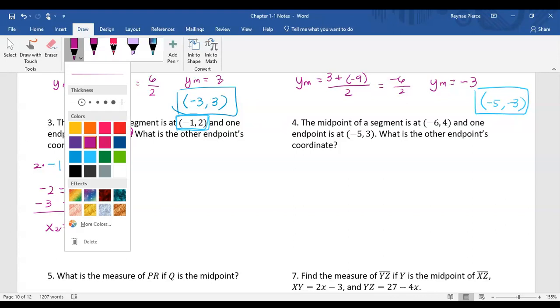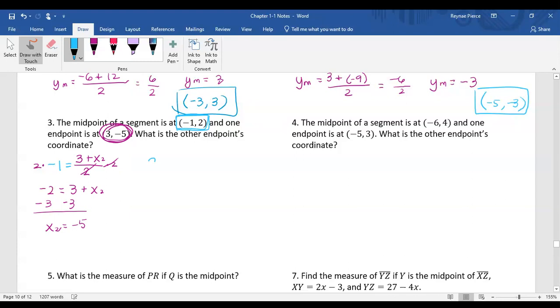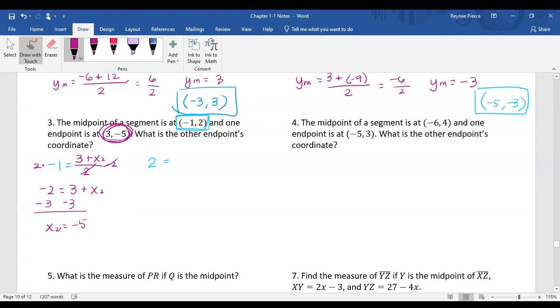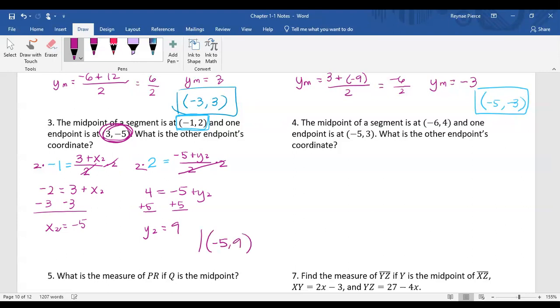Now I still have to find the y coordinate of my second endpoint. I know the y coordinate of my midpoint is 2. And I know one of the endpoints' y coordinates is negative 5, but I don't know the other one. Multiply by 2. I am left with negative 5 plus y2, and then add 5 to both sides. So the y coordinate of my other endpoint is 9. My final answer is that.